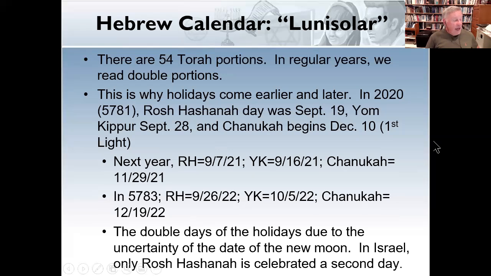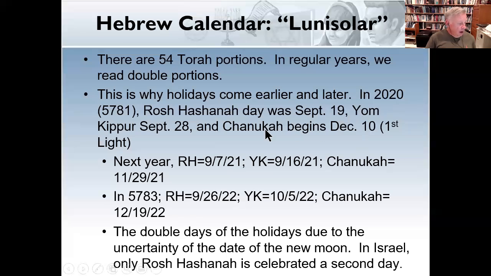Yes. So it is a tradition in Judaism to read one portion of the Torah each week. And so if you had a 13-month year, which by the way is called a pregnant year, Shana Meuberet, you would need 54 portions. If you have a regular year, you combine several of those portions. And as I mentioned, that's why holidays come earlier and later.